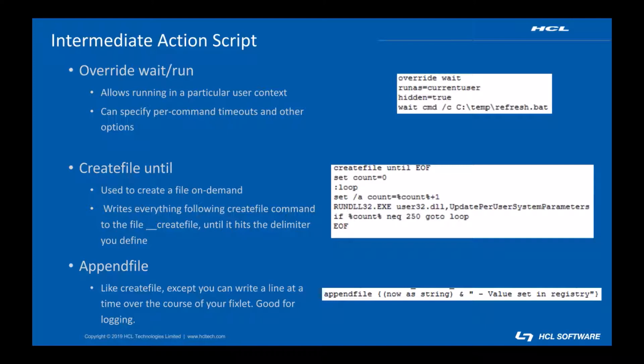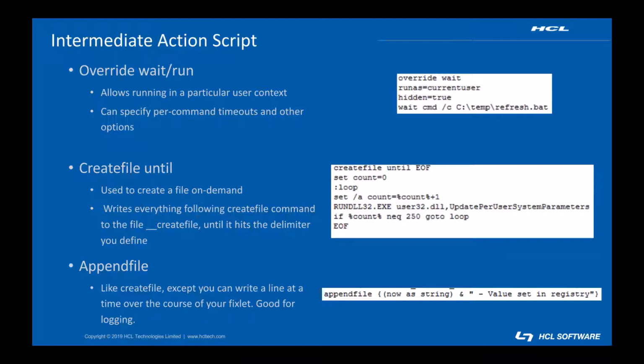In this video, we'll be adding a few new tools to our toolbox, using override wait to run a command in the current user context, and using create file to create a text file on demand in our fixlet. I'll also talk a little about append file here because it's similar to create file, even though we won't use it until the third and final video in the series.